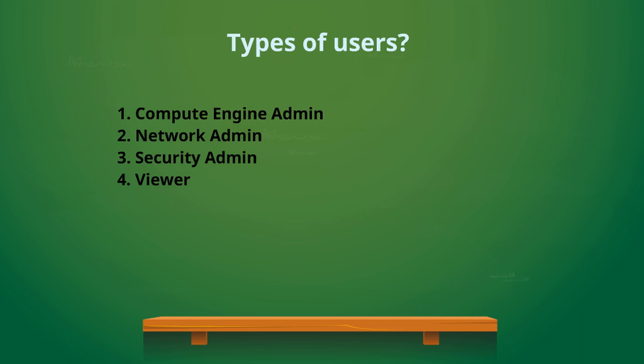So let's look at types of users. There are 4 types of users when it comes to your project. You can have your compute engine admin, your network admin, so the one that's in charge of VPCs, then your security admin, and your viewer. So your network admin cannot alter instances, by the way. They're just in charge of the network. Your viewer can get and list all of your resources, but cannot read the data from within them.